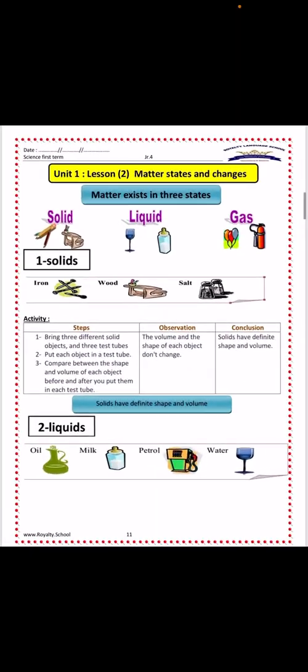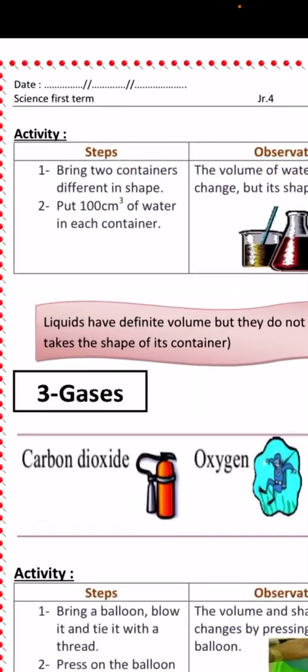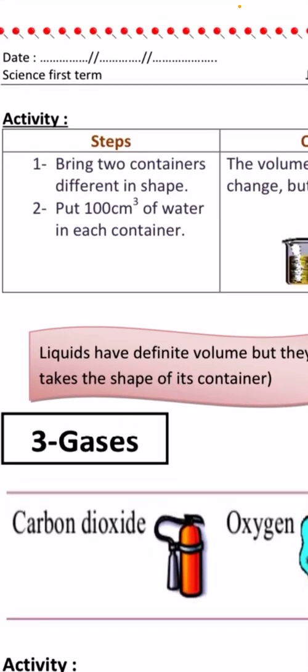Okay? Liquids. We will bring 2 containers different in shape. We take a beaker and a conical flask or graduated cylinder, and we put 100 cubic centimeters of water in each of them. Look at this, the volume doesn't change. The volume in the beaker is 100, the volume in the conical flask is 100, it's constant. Doesn't change means definite, so the volume of the liquid is definite.